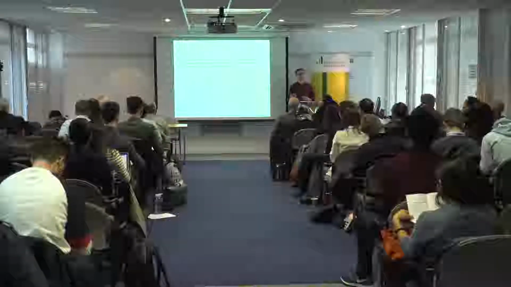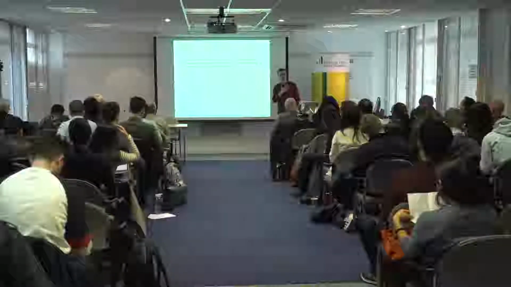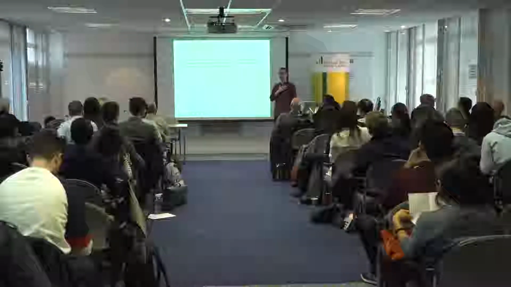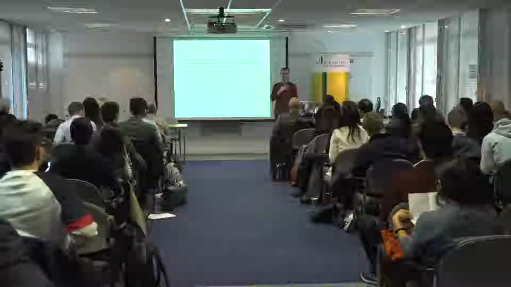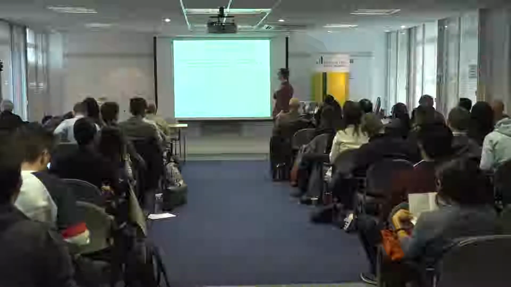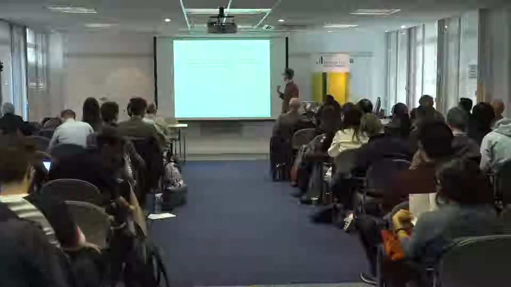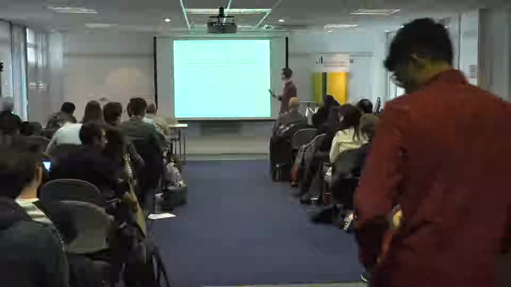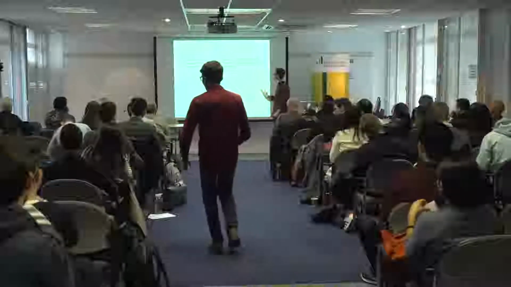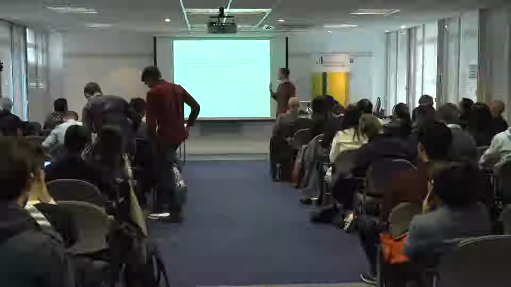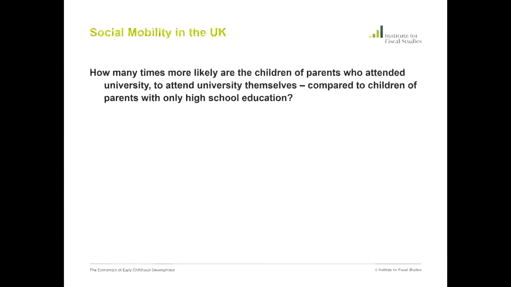How many times more likely am I to attend university if my parents had attended university compared to the hypothetical world where my parents had not? So, in other words, how many times more likely are children of parents who attended university to attend university themselves compared to parents who only had high school education? Any guesses? Anyone want to hazard a guess?